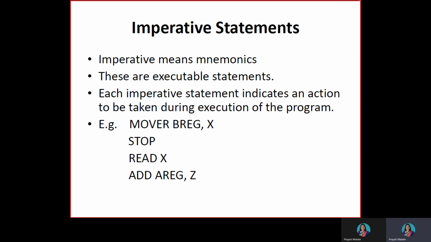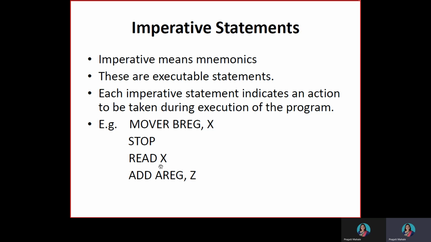Let us see the first kind of statement, which is called the imperative statement. Imperative means mnemonics. As we have seen earlier in the example of an assembly language instruction, the very first thing that you see, for example MOVE R, is called a mnemonic code. You don't have to remember or memorize numeric operation codes. Instead, we make use of mnemonics that indicate the type of operation we want. So here MOVE R means we want to move some contents into a register.